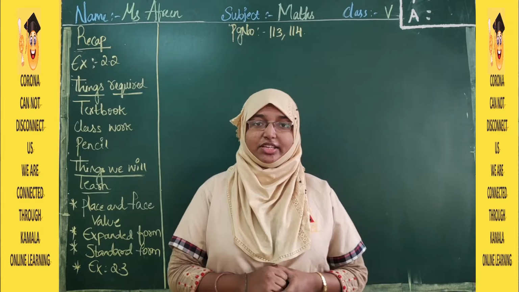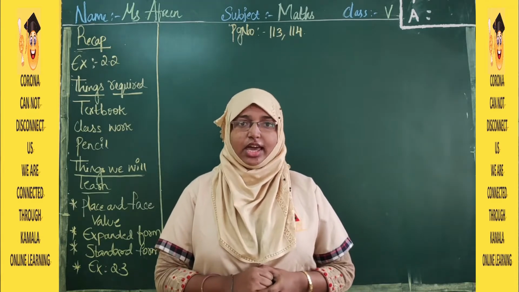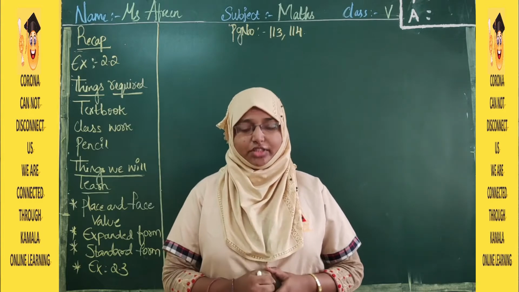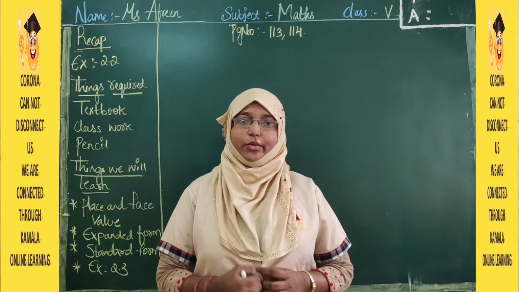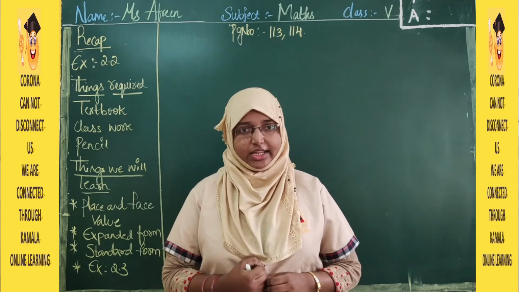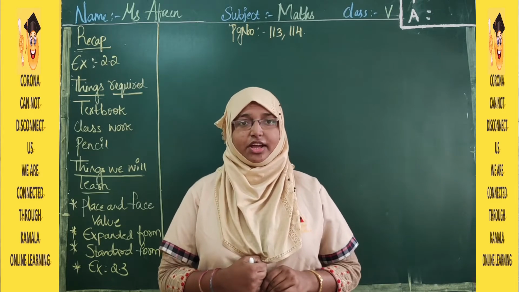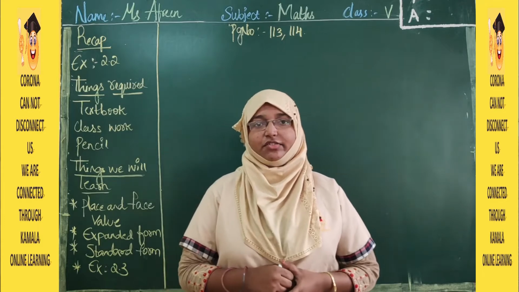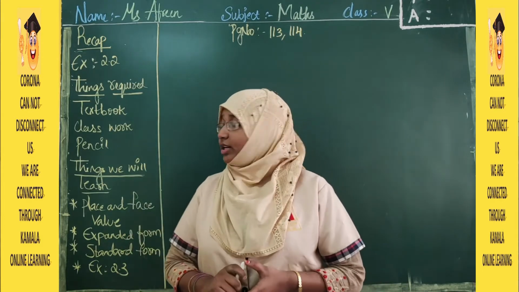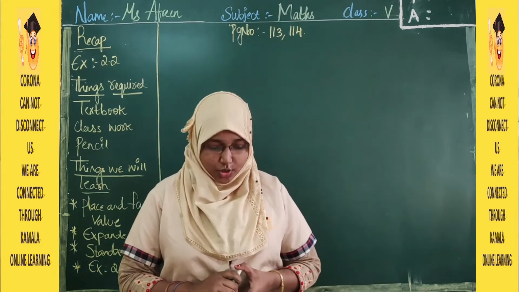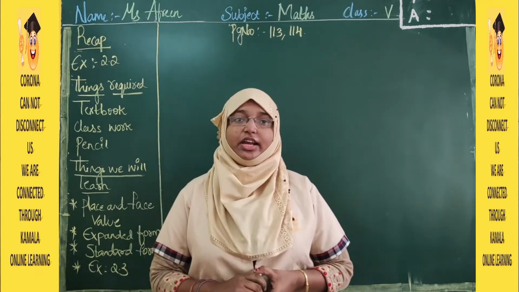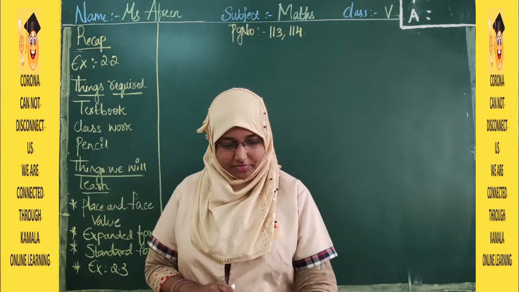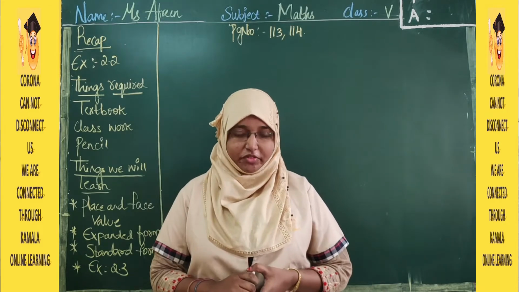In the previous class, we learned exercise 2.2. We have completed it. Now in this video, we are going to start with place value, face value, expanded forms, standard forms, and if it is possible, we will definitely try exercise 2.3. Before moving ahead, I request everyone to open your classwork, textbook and pencil. In the textbook, please open page number 113. I hope everyone is ready.